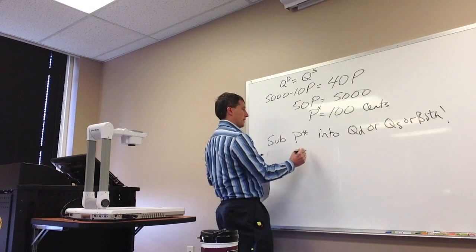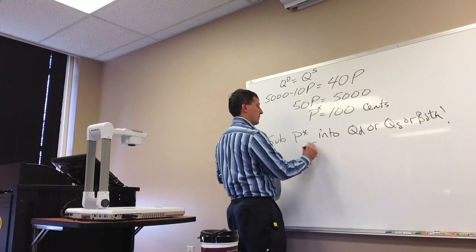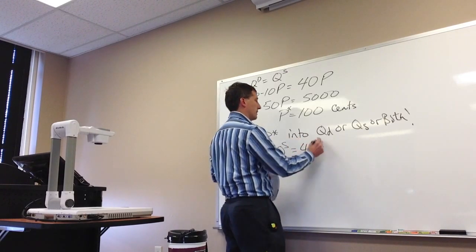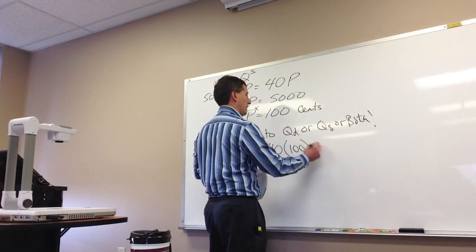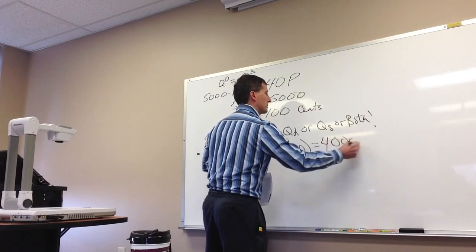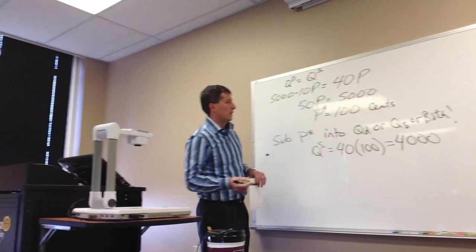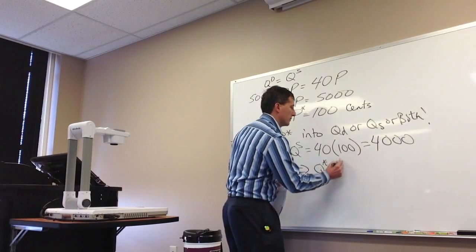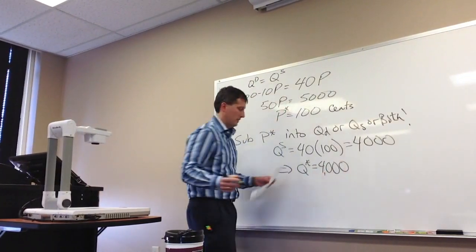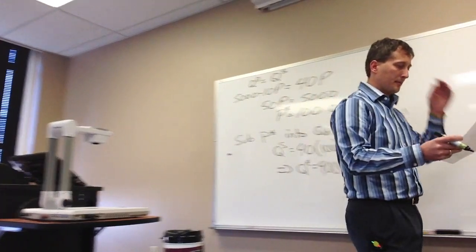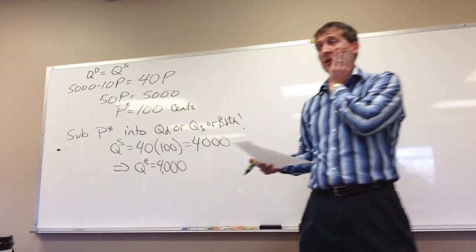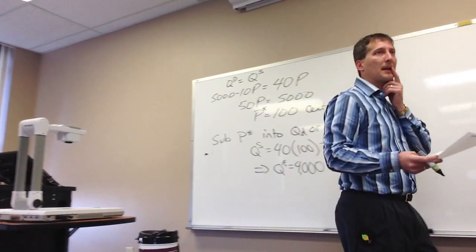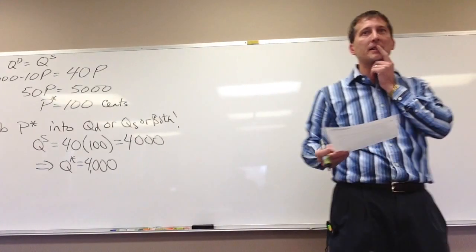And so if we take QS equals 40 times 100, we get 4,000. And so that implies equilibrium quantity is 4,000. That's about where we left off last time. And then we started looking at the shifts and we found out a little quirk with how we graph and how we show these equations.